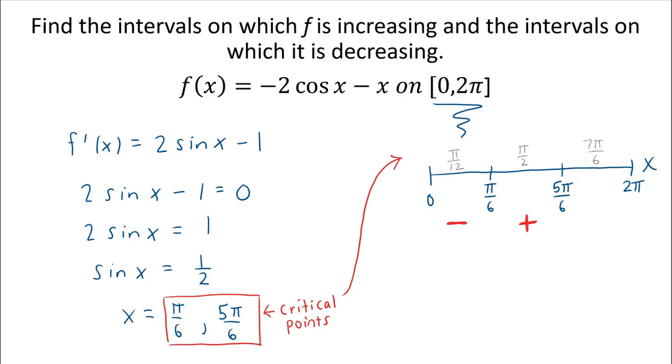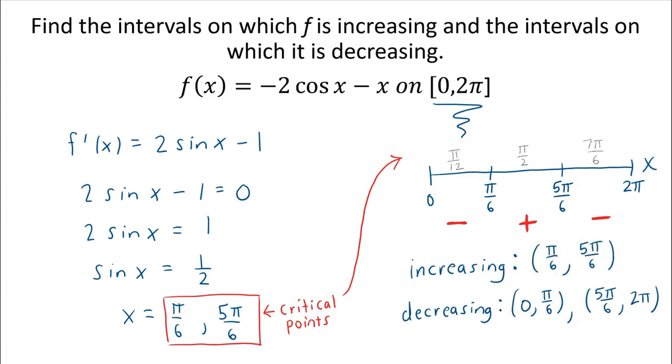Now let's do the same thing for our last test point, 7 pi over 6. Evaluate 7 pi over 6 at the derivative. When we do that, the result is negative. So that means that our original function is decreasing on the interval from 5 pi over 6 to 2 pi. So our original function f of x is increasing on the interval pi over 6 to 5 pi over 6 and decreasing on the intervals 0 to pi over 6 and 5 pi over 6 to 2 pi.